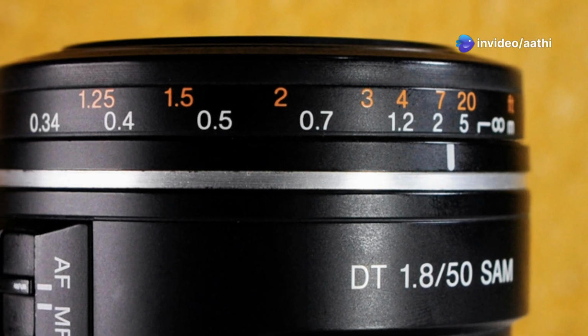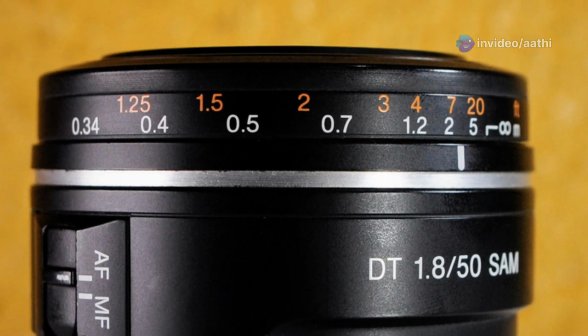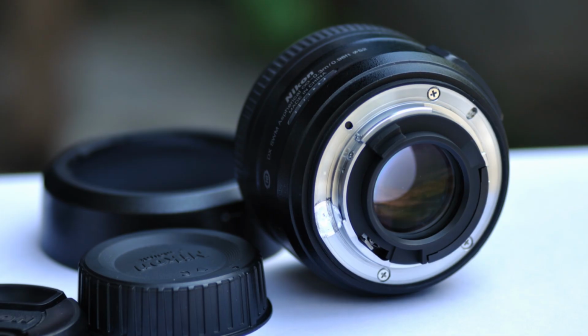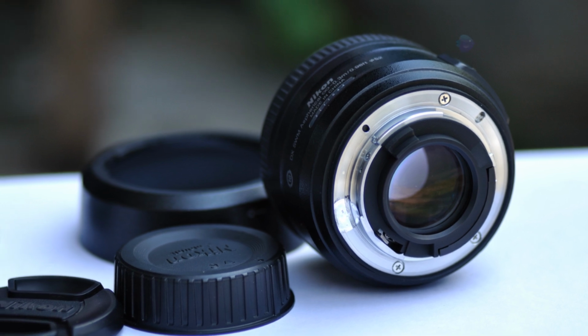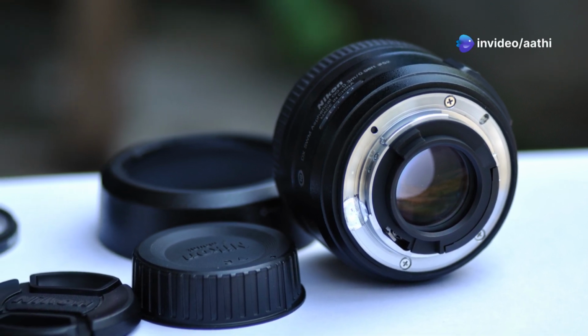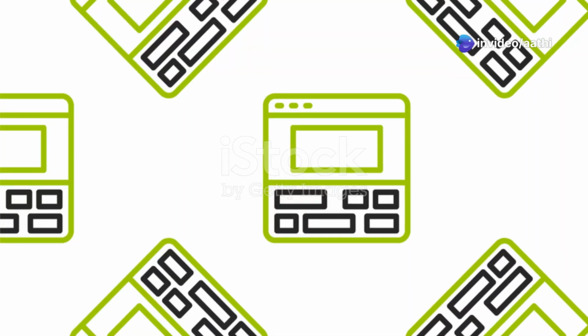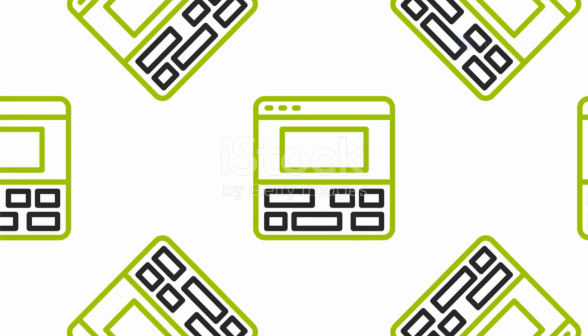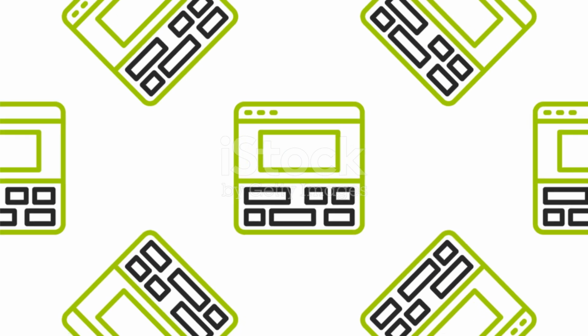Aperture, measured in f-stops, controls the amount of light passing through your lens. It also affects depth of field. A wide aperture, like f1.8, creates a shallow depth of field, blurring the background and making your subject pop. This is great for portraits. A narrow aperture like f16 keeps everything in focus, great for landscapes. It ensures that every detail is sharp.